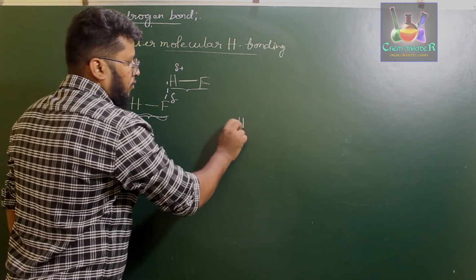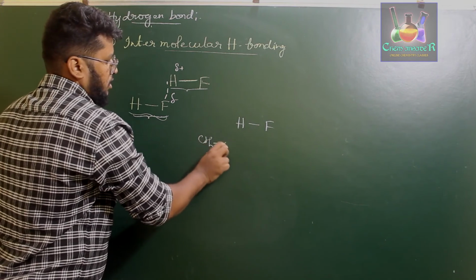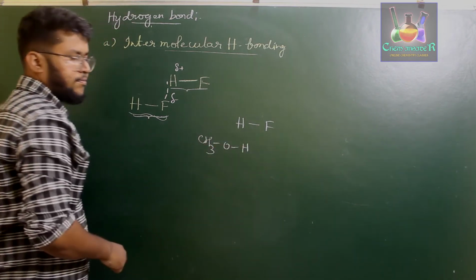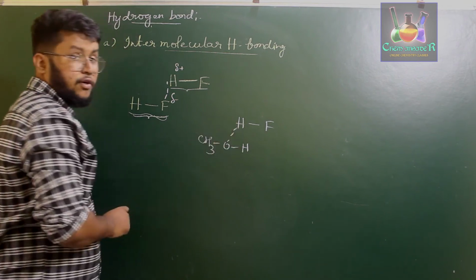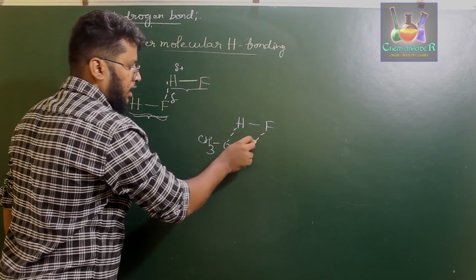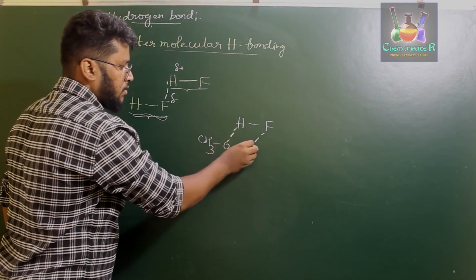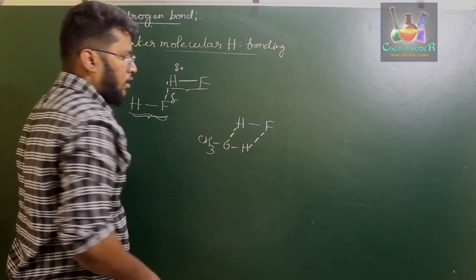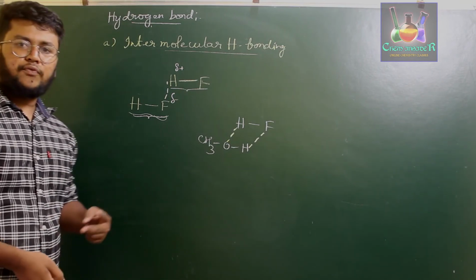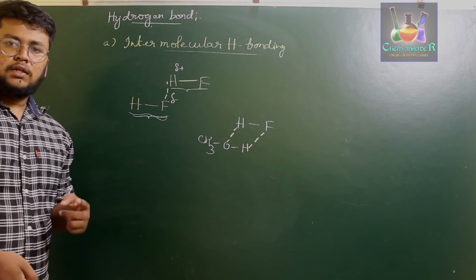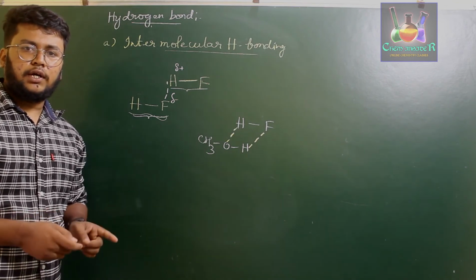Here, it might be because of two HF molecules, or it might be because of different molecules also, like when you treat HF with alcohol, CH3OH. So this oxygen might interact with this hydrogen, this fluorine might interact with this hydrogen. If hydrogen bonding exists between two different molecules, then that particular hydrogen bonding is called intermolecular hydrogen bonding.